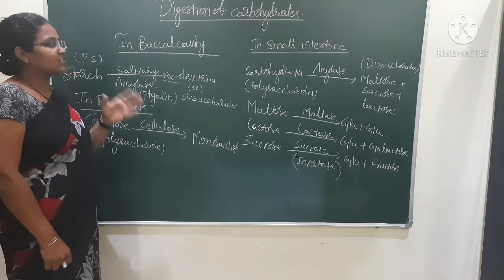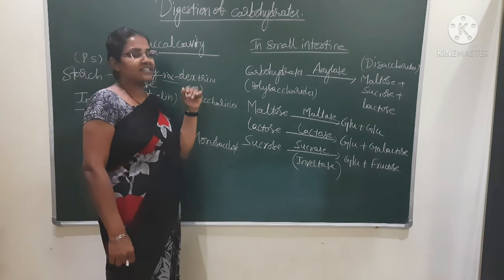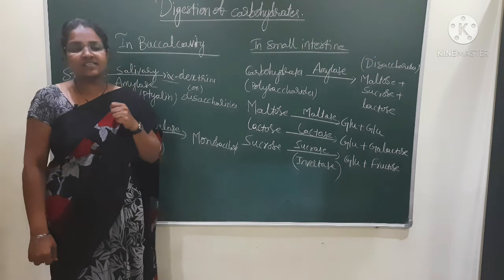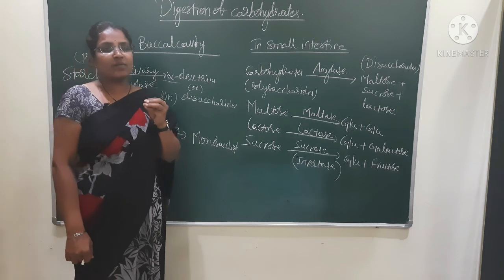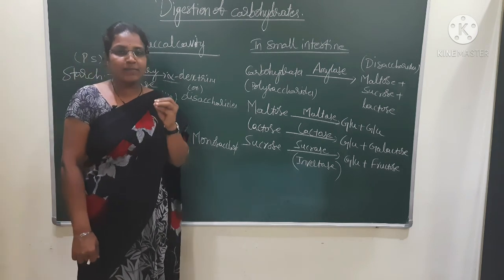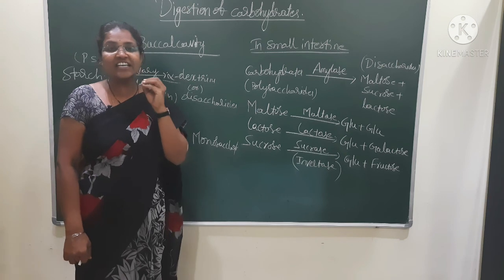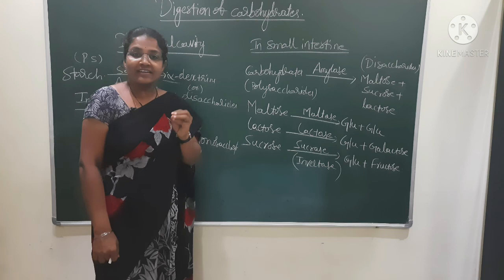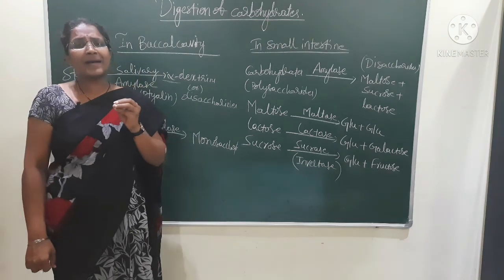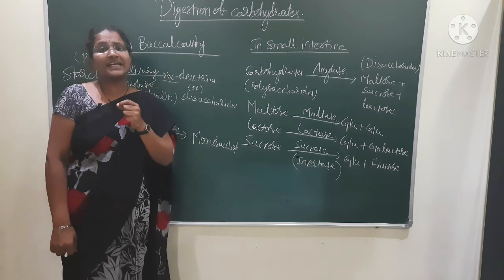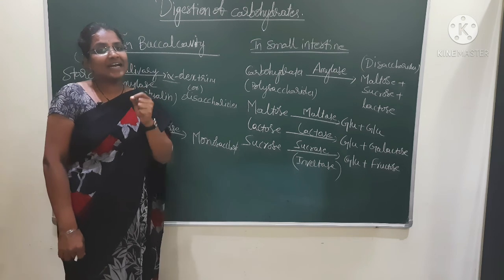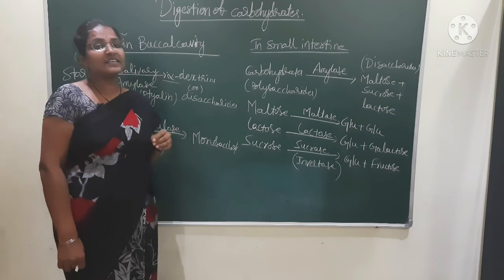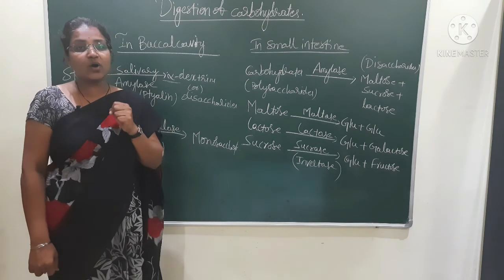And in the small intestine, we take the food material in the form of polysaccharides, which act in the presence of the amylase enzyme, that is, the pancreatic amylase enzyme, which is secreted by the pancreas. The pancreatic juice contains different enzymes. Among them, pancreatic amylase is one of the enzymes useful for the digestion of carbohydrates.